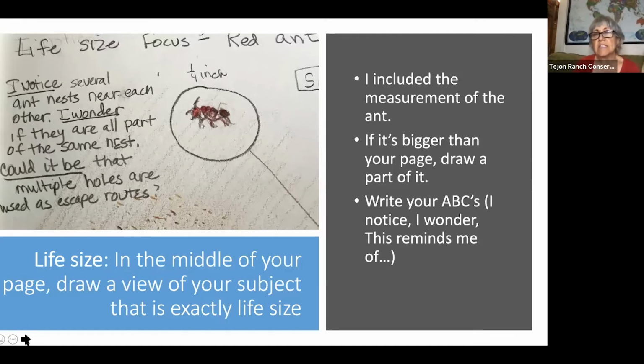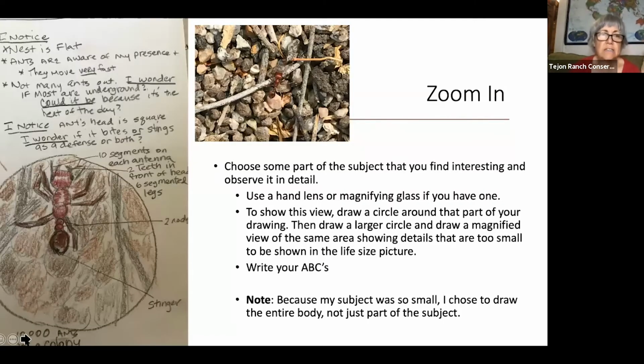Once you've done that, you're going to pick what part of the subject you're studying that you're going to magnify. In my case, a 1/4 inch ant, I am only going to study the entire ant, not just a part of that ant. I could have done a part, but it's so small that it would have been very difficult for me to do that. So I circled the whole ant, drew a line to my magnified version. So there's my magnified version of the ant. And I also included for you a photograph of the ant that I was actually studying.